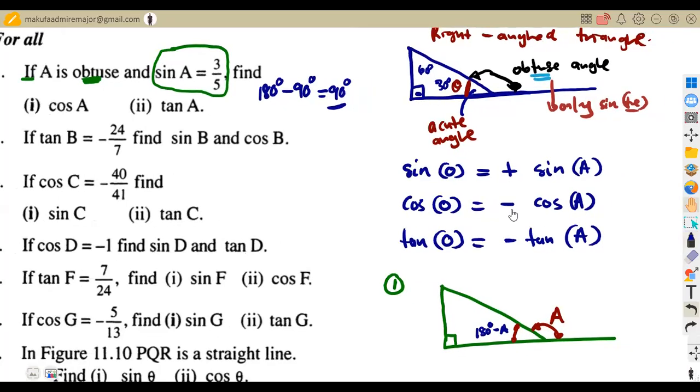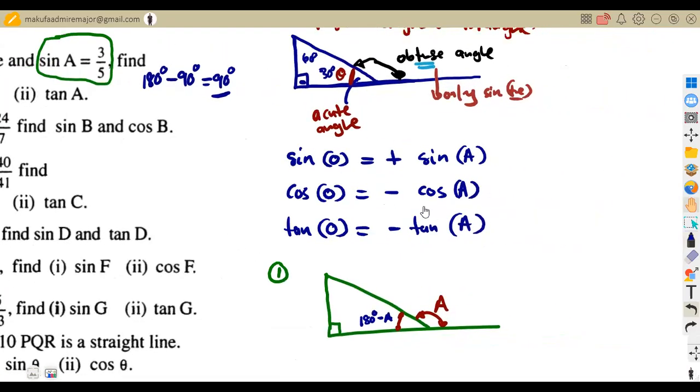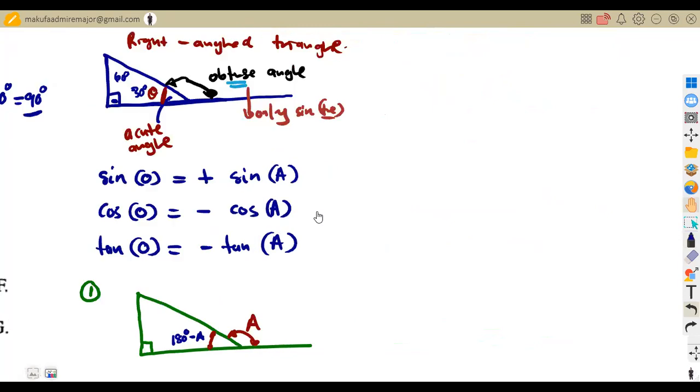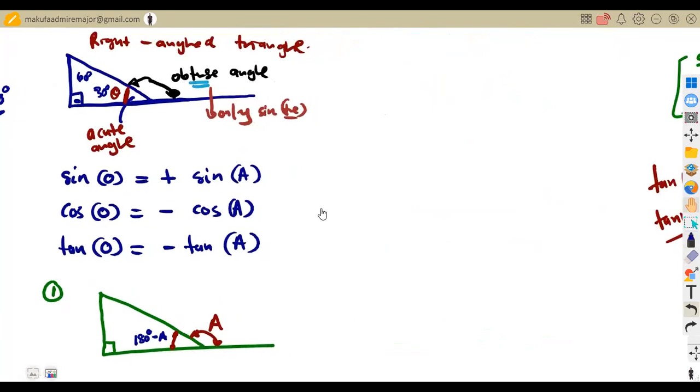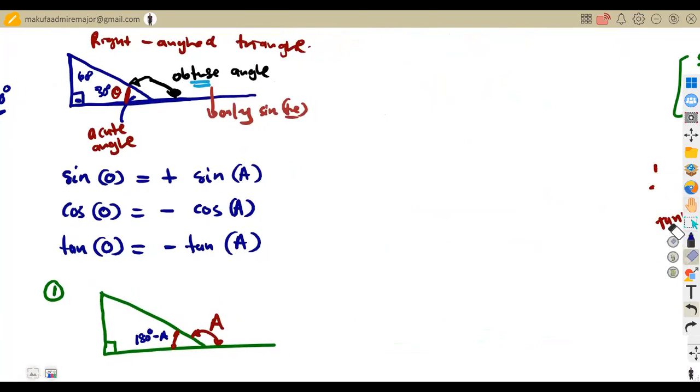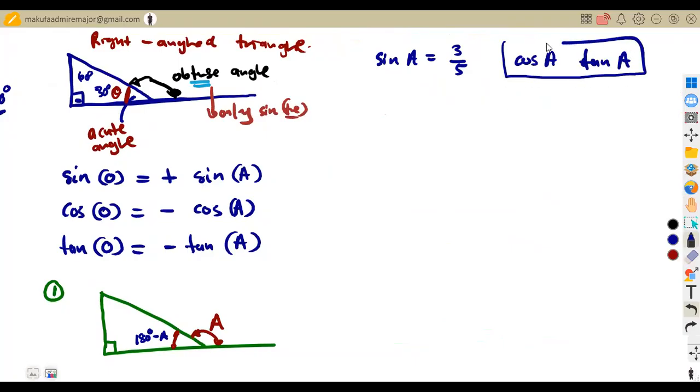We are given the ratio for sine A, and we need to find the ratio for cos. I want you to understand properly. Let's just remove this page. We are given the value for sine of A, which is 3/5, and they want us to find the value of cos A and the value of tan A. This A here is an obtuse angle. We are told that it's an obtuse angle.